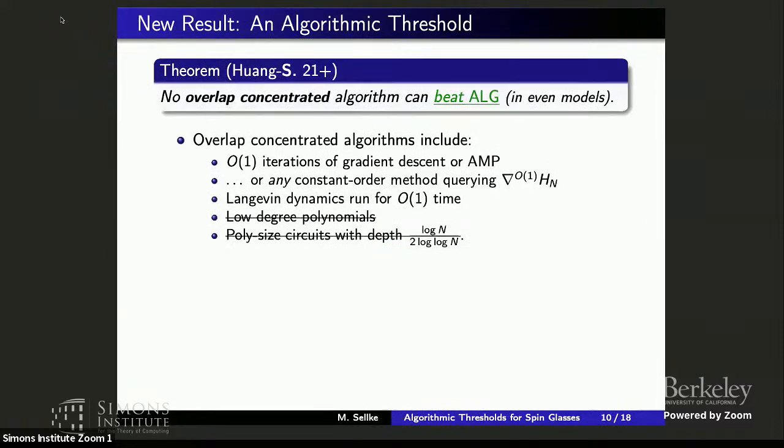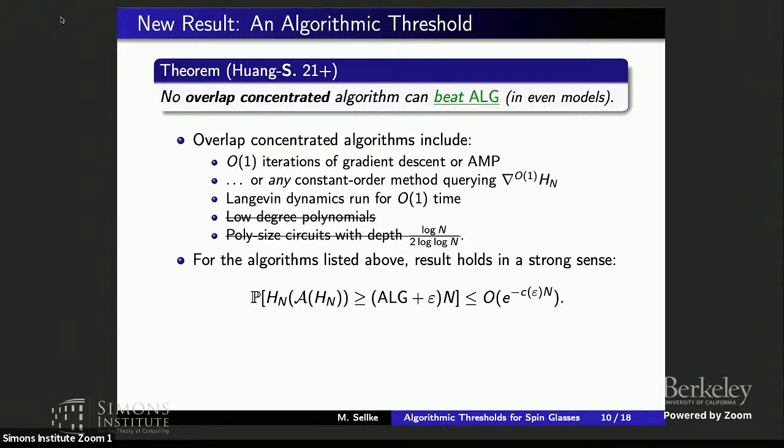Okay. So the new result I want to tell you about today is a similar statement, except we can get all the way down to alg. So we can show that no algorithm satisfying a certain overlap concentration property is able to get any better than alg. This is again for even models, and it doesn't include quite all of the algorithms that Gamarnik, Dragnev, and Wein were able to rule out, but it includes AMP and gradient descent and things that look like that.